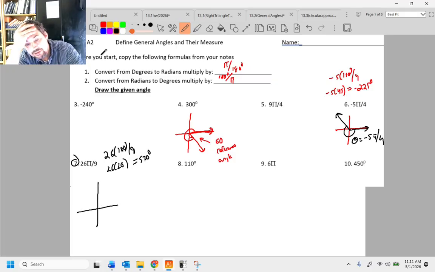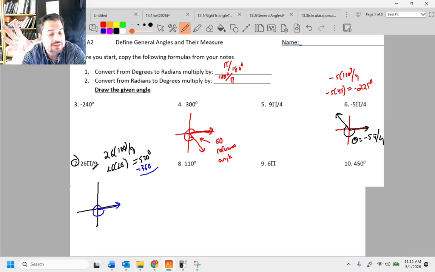Now, what is that going to do? Well, that's going to rotate positively, which is actually counterclockwise. It's going to rotate 360 degrees. All right, so I'm going to take away that 360, and I'm going to have 160 degrees of rotation left. So another 90 and another 70. And that's what that angle looks like.